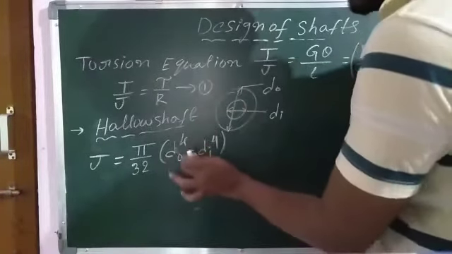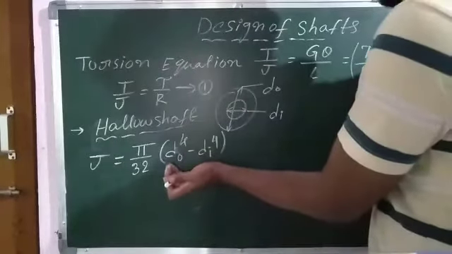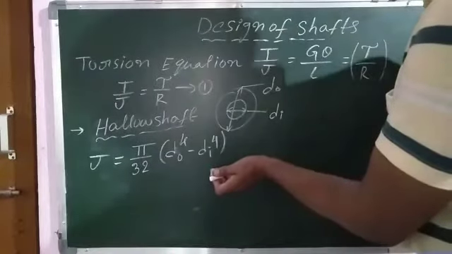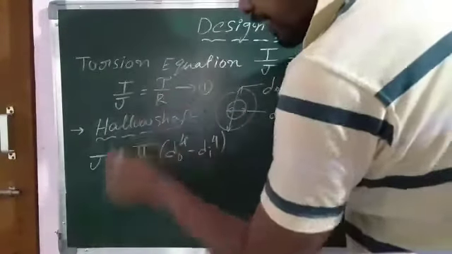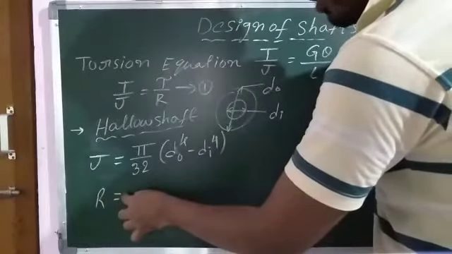Then we will write d naught power 4 for a solid shaft. For a hollow shaft, outer diameter to the power 4 minus inner diameter to the power 4. Simple, just a small modification. Where again r, here r represents the outer radius.